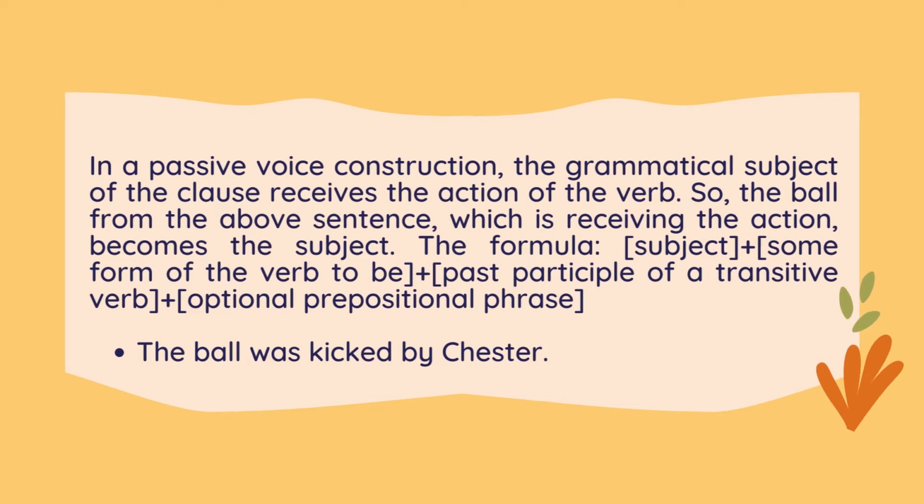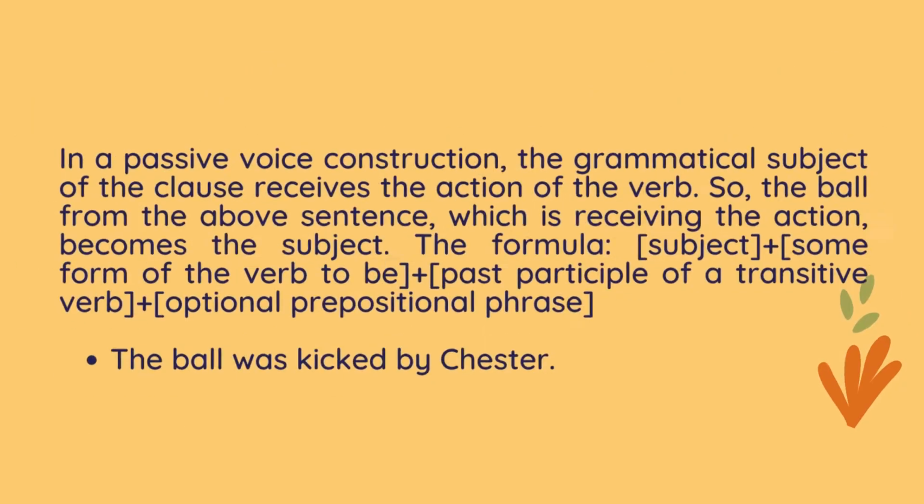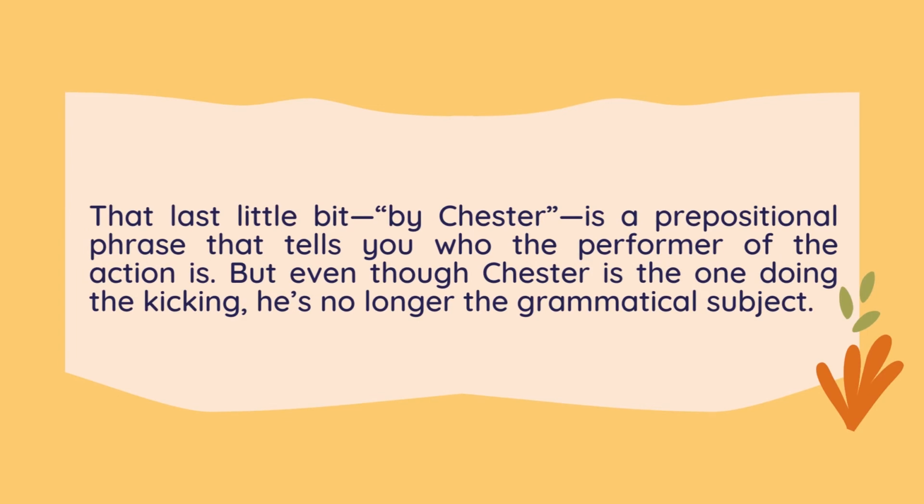The formula: subject plus some form of the verb to be plus past participle of the transitive verb, plus optional prepositional phrase. The ball was kicked by Chester. That last little bit, by Chester, is a prepositional phrase that tells you who the performer of the action is. But even though Chester is the one doing the kicking, he's no longer the grammatical subject.